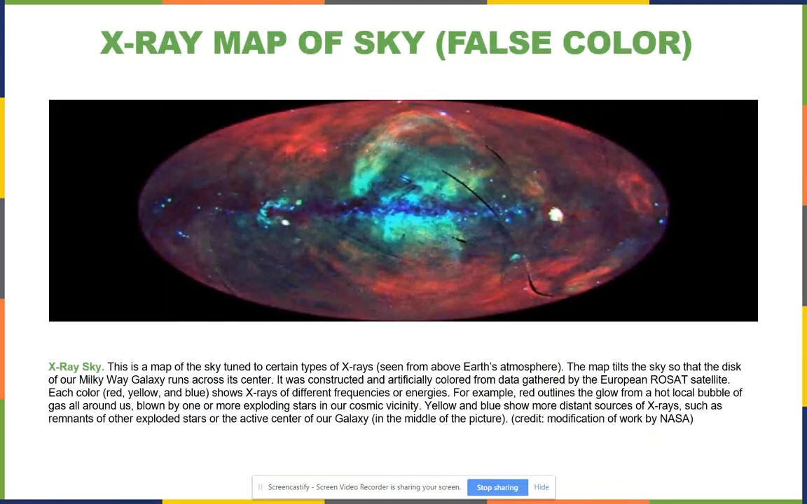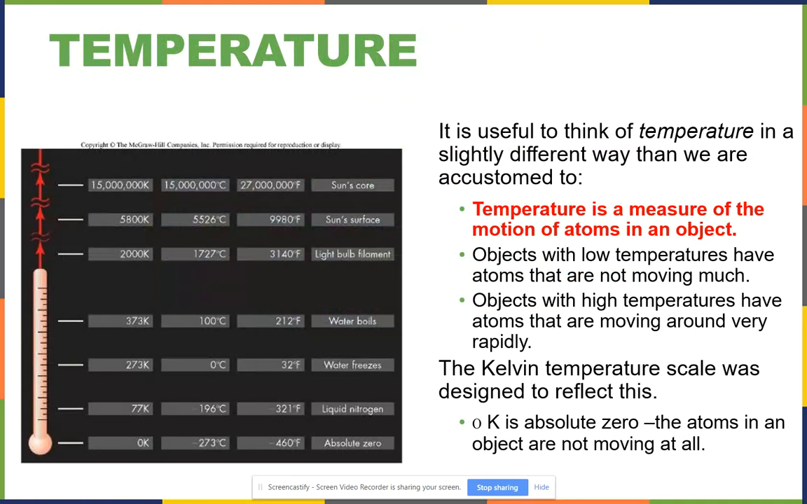Okay, now I'm going to move on. This is looking at the sky in X-rays. Looks a lot different than looking at the sky in visible light. Just going to move on from there and talk about temperature real quick. Temperature, hot or cold, right? But temperature actually means something. Temperature is measured proportional to the average kinetic energy of an object.